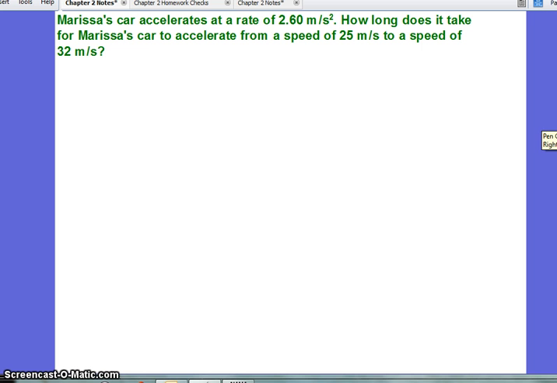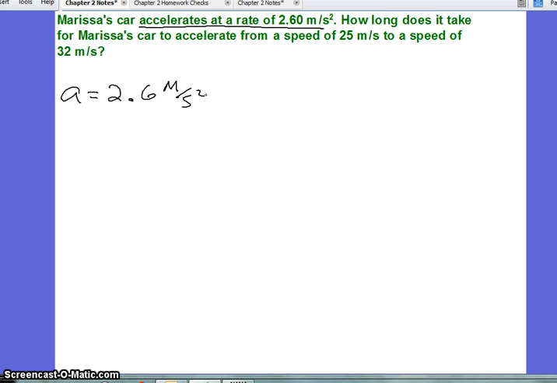So our first step is to write down what we are given. And I see that we are given that the acceleration is 2.6 meters per second squared. Now you need to write down A equals. Don't just write down 2.6, but write down A equals 2.6 meters per second squared. It'll help us with finding our equation later on.